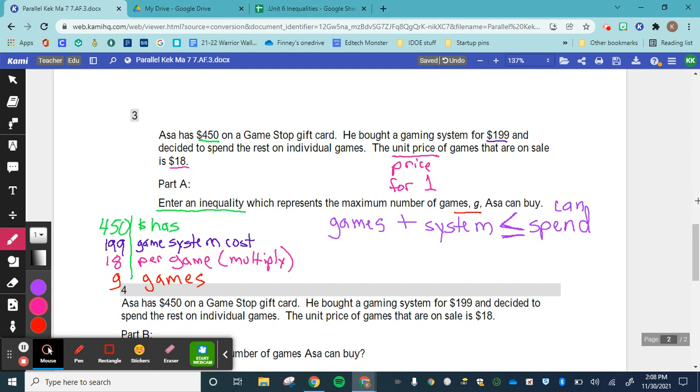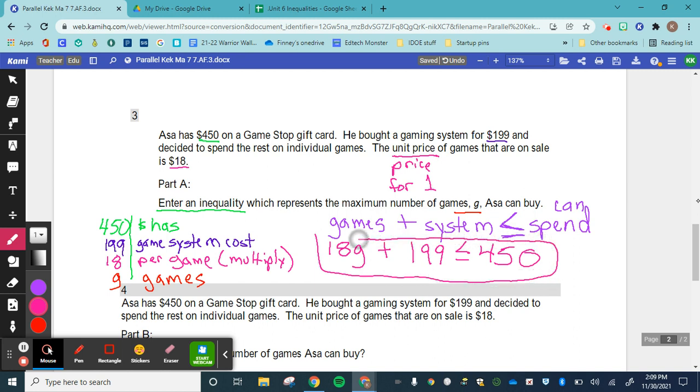Now I have the hard part done, and I can go in and I can put in my information. I know that it was $18 per game. So per means multiply. So $18 per game means 18G. Plus the cost of my gaming system was $199. Has to be less than or equal to how much that he has to spend. So less than or equal to 450.